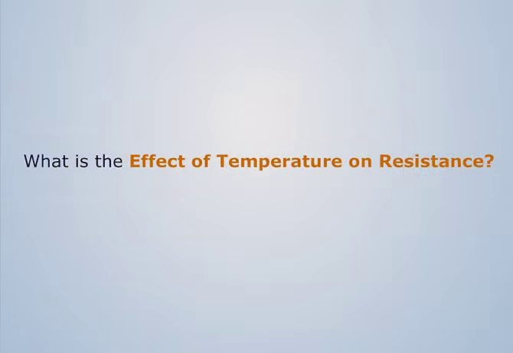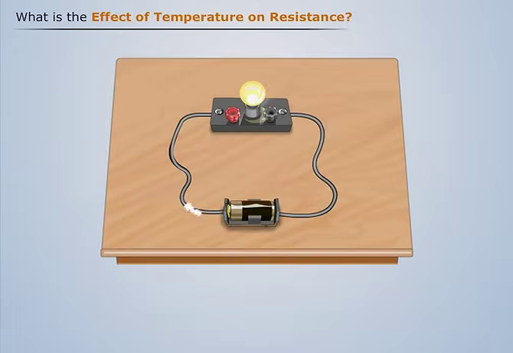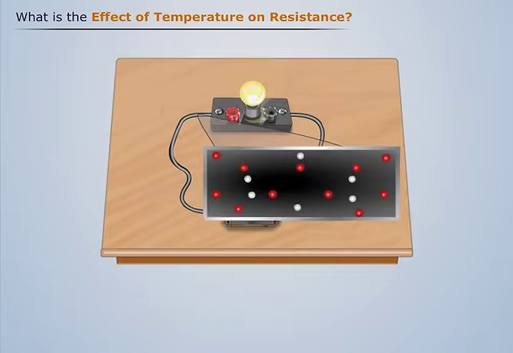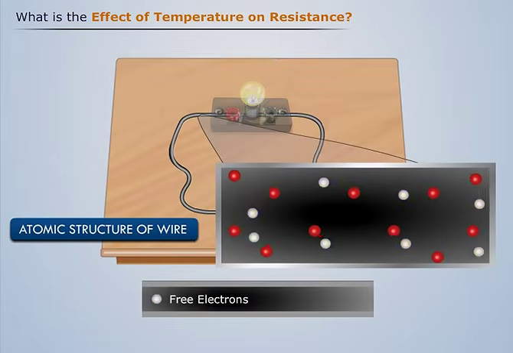What is the effect of temperature on resistance? Let's visualize the atomic structure of a conductor, say a wire. It consists of free electrons, which are flowing, and fixed protons, which are evenly spaced and stationary.